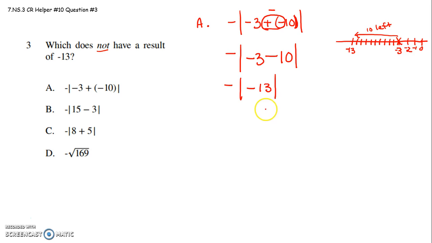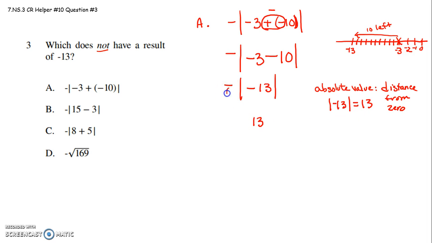All right, now I have to take the absolute value. Absolute value is your distance from 0. So I'm asking, how far is negative 13 from 0? Oh, negative 13 is 13 units to the left of 0. So the absolute value of negative 13 is 13.